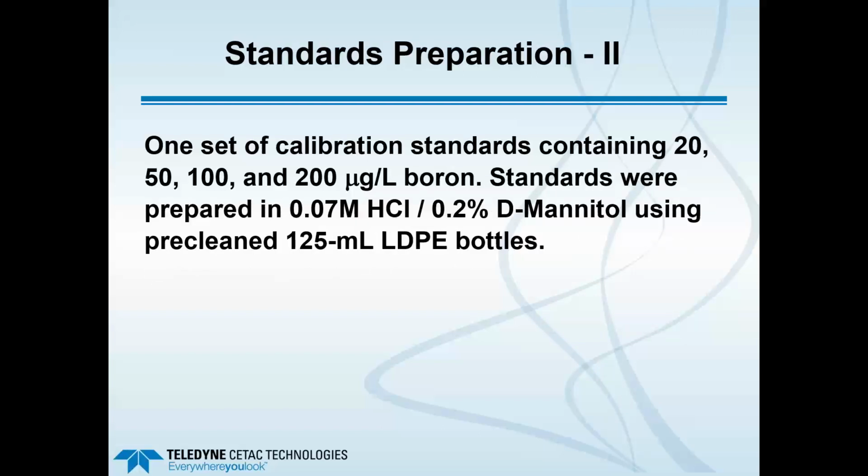The next set of standards contained, again, the same concentration range, 20, 50, 100, and 200 ppb boron. Again, these standards are prepared in 0.07 molar HCl with 0.2% mannitol. That, again, was also done in pre-cleaned 125 ml low-density polyethylene bottles.